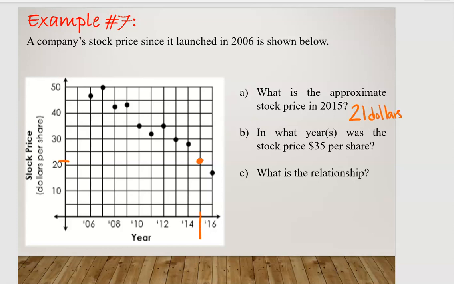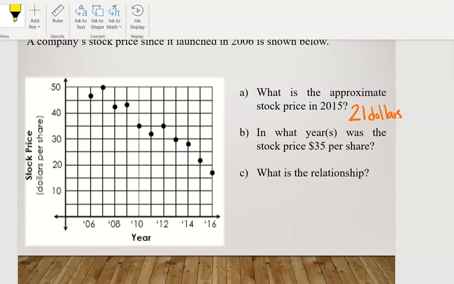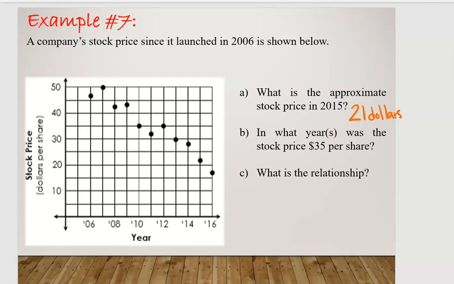So that's how we would read this graph. Then we could be asked a question like in B, where it says, in what year or years was the stock price $35 a share? The way to figure that out is we go on our y-axis and look at where 35 is and try to see what years those data points were happening. Well, we can see that the 2 data points that are lining up with our 35 are at 2010 and 2012. So there were 2 years that was happening.